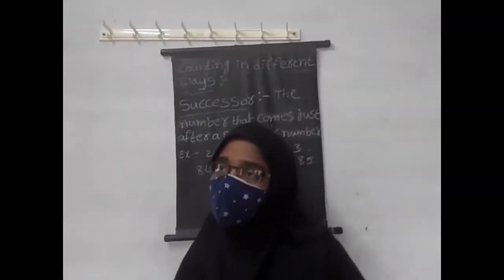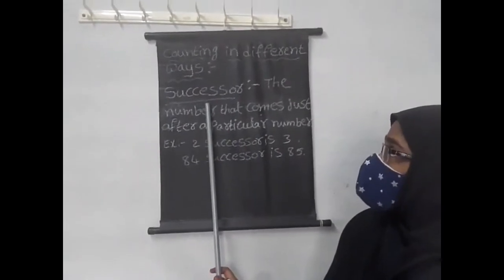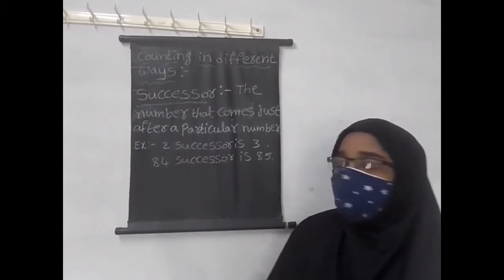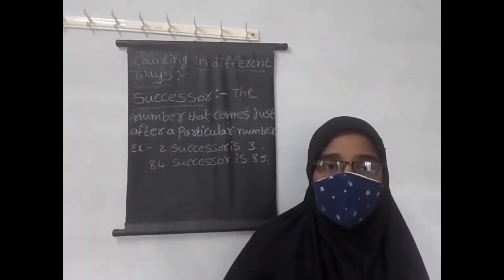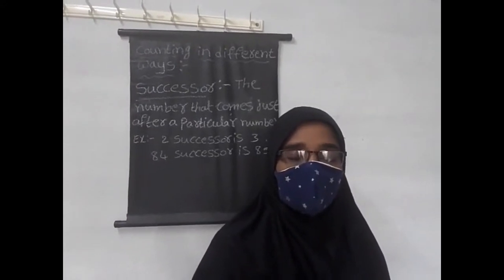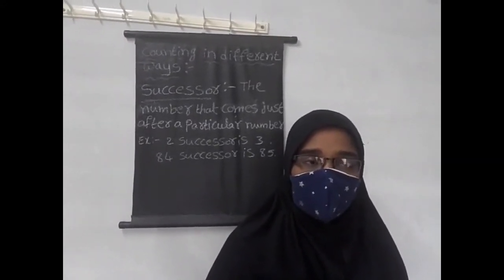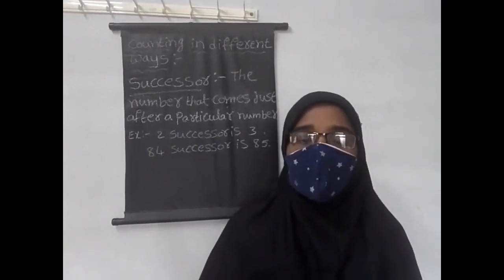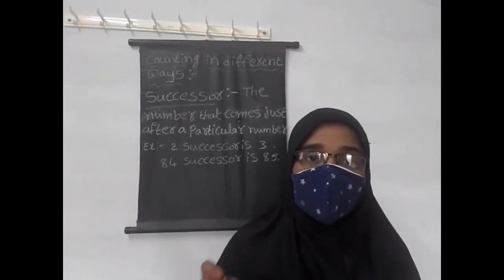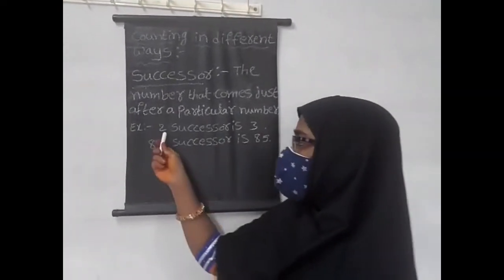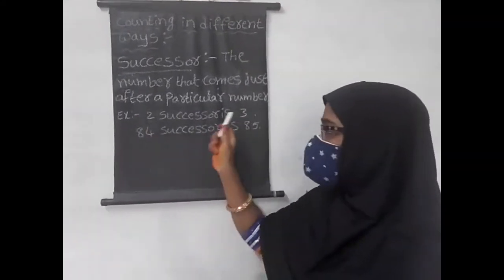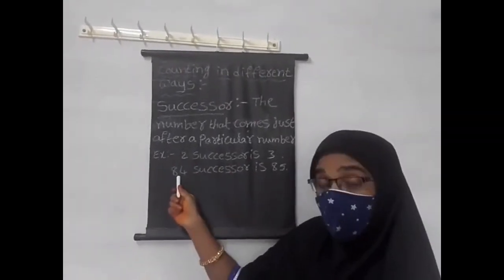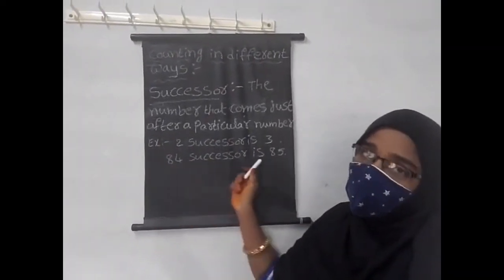See here. One of the counting ways of numbers is successor. What is the successor? The successor is the number that comes just after a particular number. For example, 2. After 2, which number comes? 3. That is, the successor of 2 is 3. The successor of 84 is 85.